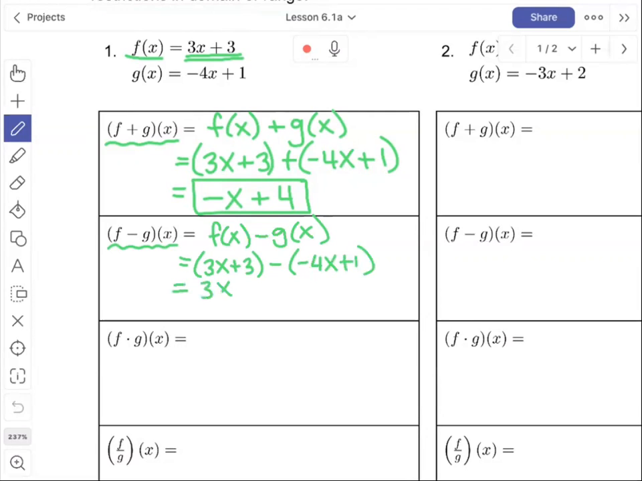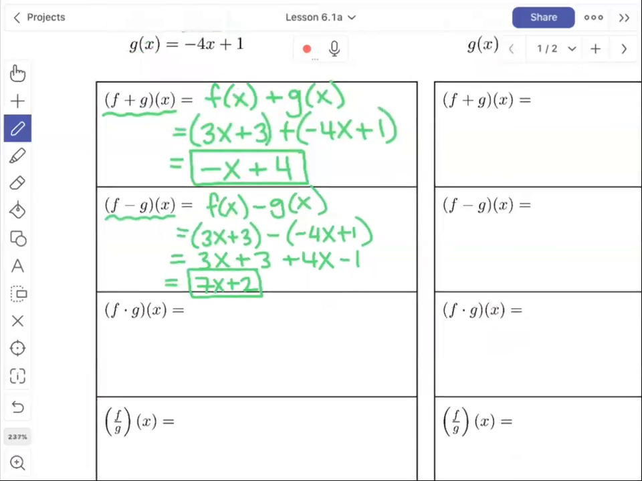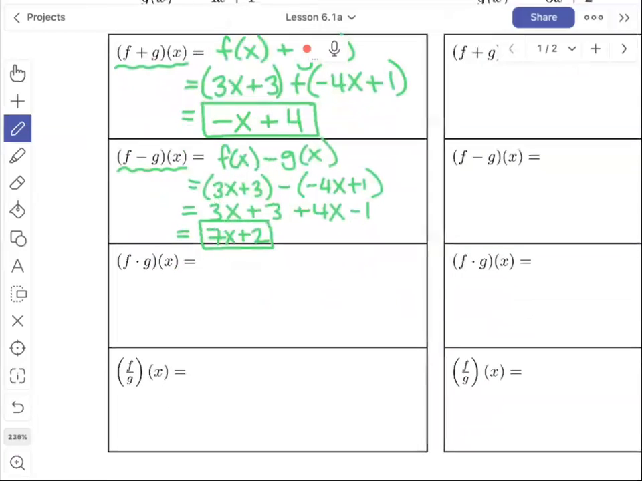Good. And then 1 becomes negative. So yeah, it's 7x plus 2. Perfect. Nicely done, Sebastian. Well explained too. I like it. Okay. Perfect. Nice. Let's go to multiplication. We have f times g of x. And help me with this one, Riley.